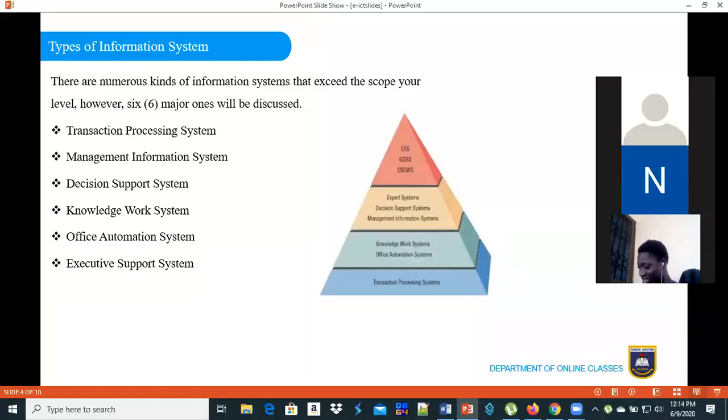With transaction processing system, I'm happy that almost all of you mentioned daily, so daily activities, and that is exactly what transaction processing system does. It monitors the daily operations of an entity, a business entity, or an organization. That is transaction. Transactions happen daily. So a transaction processing system is there to monitor the daily activities of an organization.